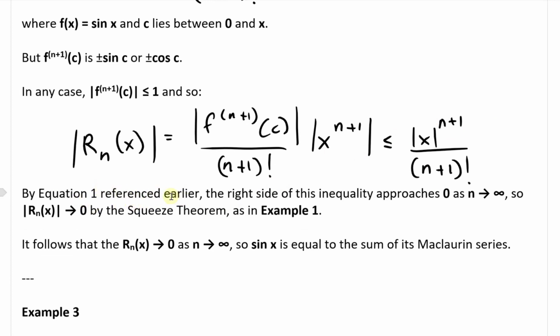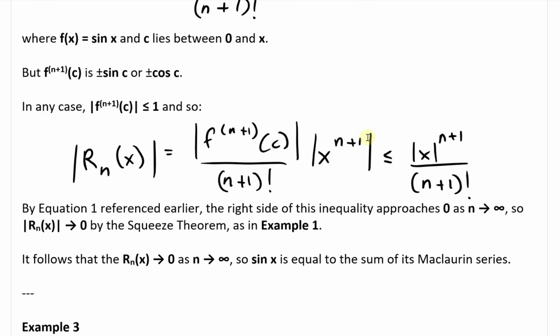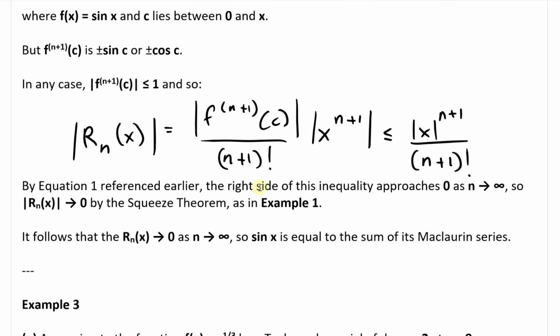So by equation 1 from my earlier video, the right side of this inequality approaches 0 as n approaches infinity. So the absolute value of this remainder is also approaching 0 by the squeeze theorem, as in example 1. Exactly the same thing. It follows that the remainder R_n of x without the absolute value sign is also approaching 0. If the absolute value is approaching 0, then whether it's positive or negative, it is still approaching 0 as n approaches infinity. So sine of x is equal to the sum of its Maclaurin series. Very similar to above, but this one we got to very quickly without that integral.